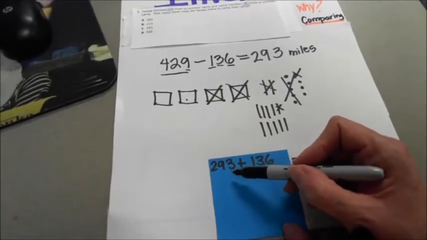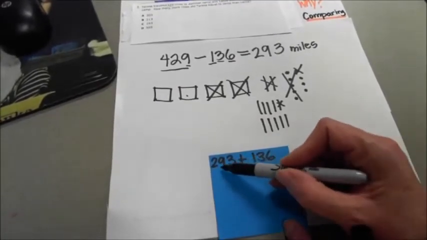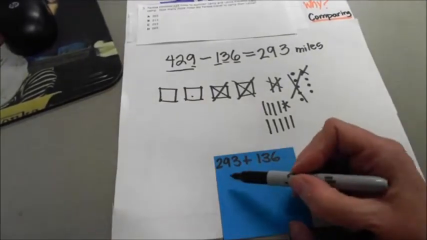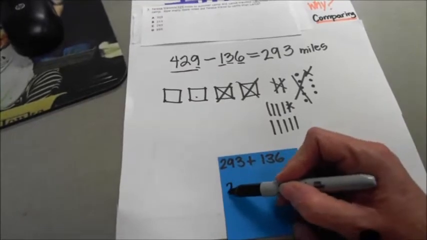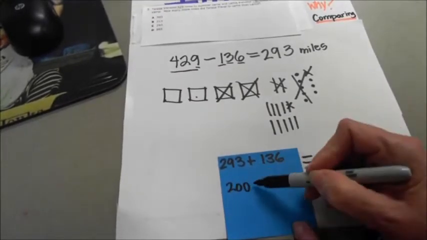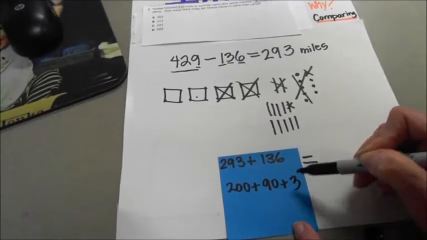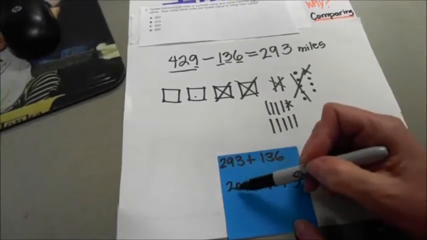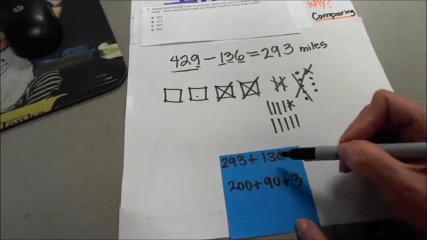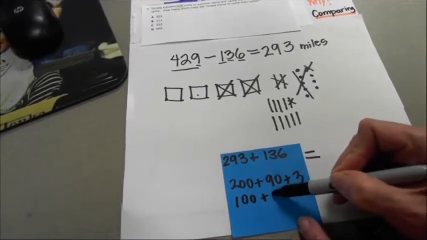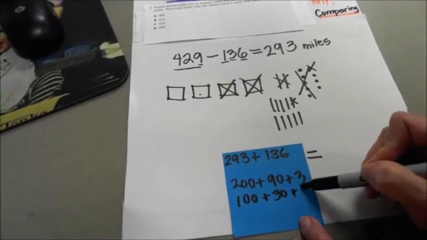Okay, so we said expanded form. So I'm going to take my now 2 addends, and we're going to break them into our values. And value, we all know, is how much it is worth. Yes, ma'am. Okay, so I have my hundreds, my tens, and my ones, and I'm going to do the same thing with the second addend. 100 plus 30 plus 6.